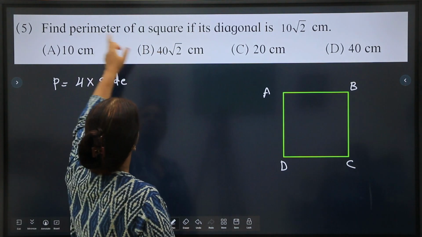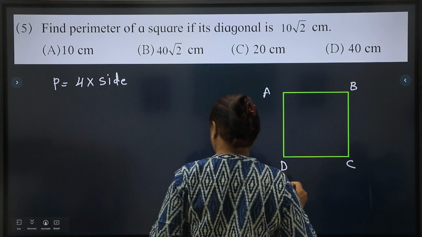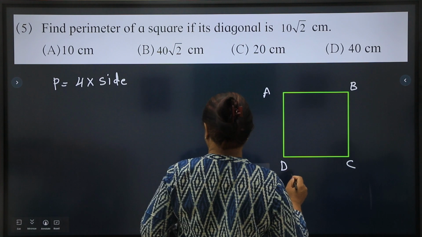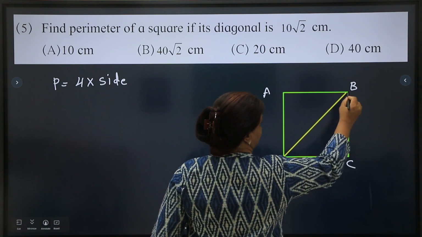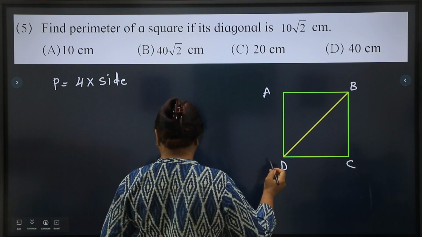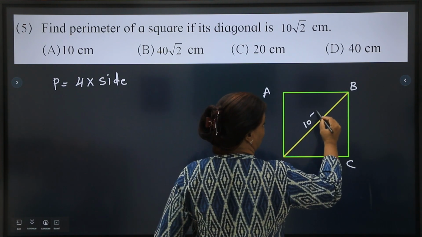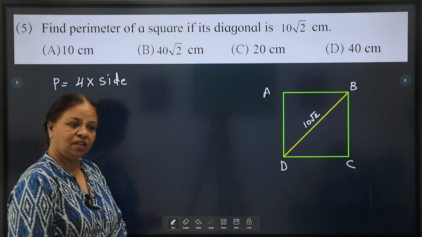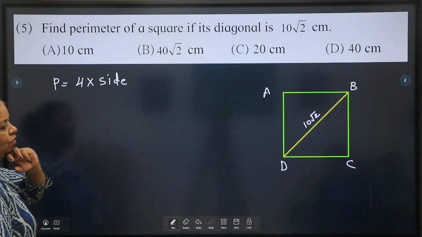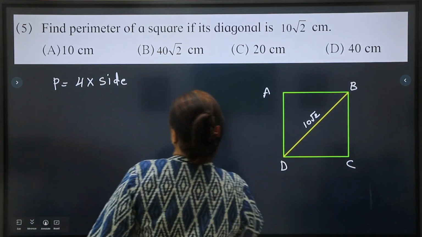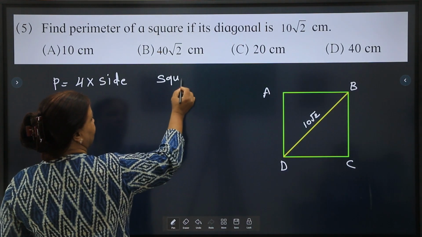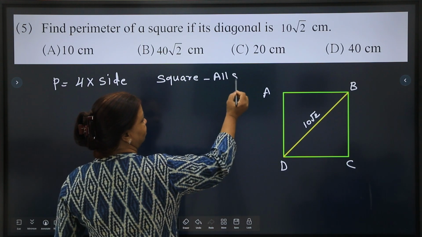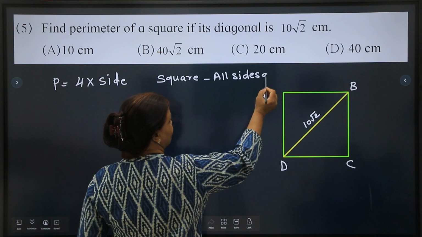But what is given? It is given the diagonal. Diagonal means, this is the diagonal, children. Diagonal is given 10 root 2. 10 root 2. And we can find out the side of the square. Now if the diagonal is given 10 root 2, how can we find the side? What is a square? A square is the one where all sides are equal. Square, all sides are equal. All sides are equal.